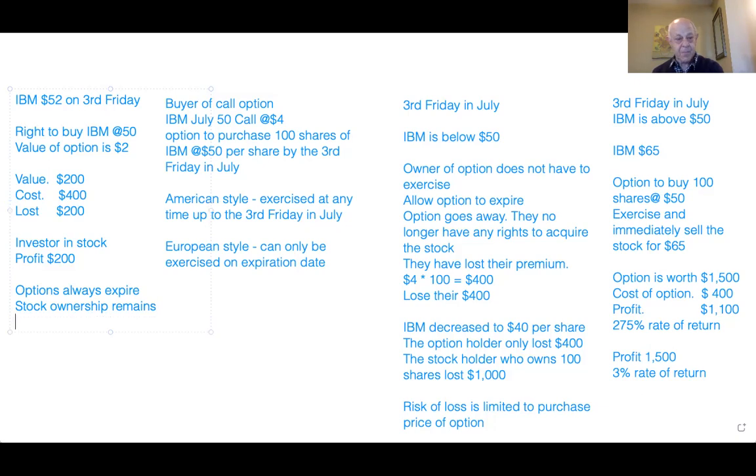So options are much more speculative than stocks. All right, and that's why the rate of return, when you look at it on a percentage basis, is so much higher for the option, but you're taking a lot more risk with respect to the option. All right, so that's the purchaser of the call option.